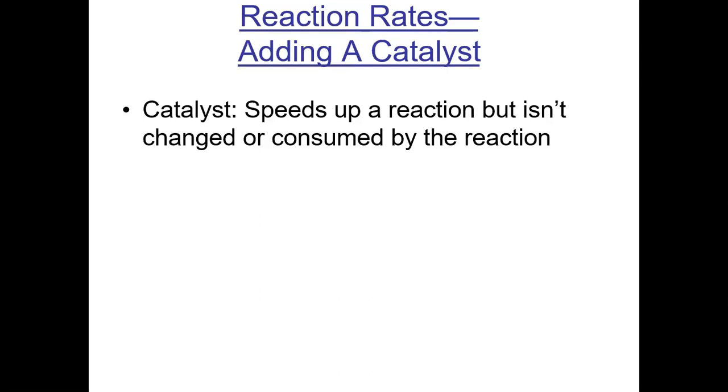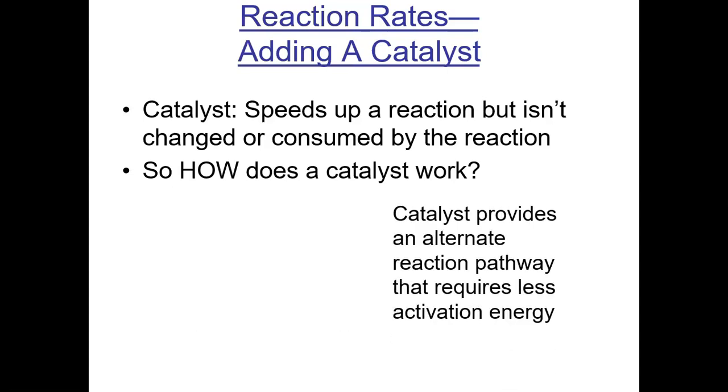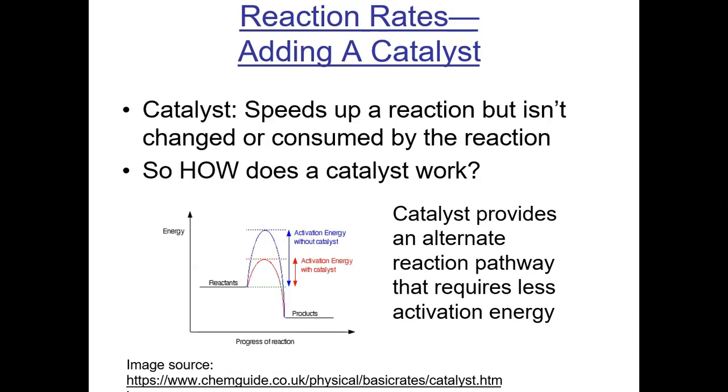So in biology, you talked about enzymes. Enzymes are biological catalysts. So how does a catalyst work? A catalyst provides an alternate reaction pathway that requires less activation energy. So this diagram, I think, shows it pretty well. The blue line represents the activation energy that would be required for this particular reaction without a catalyst, and the red line shows the activation energy that would be required with a catalyst. So because less energy is required, more collisions will be successful and the reaction will speed up.